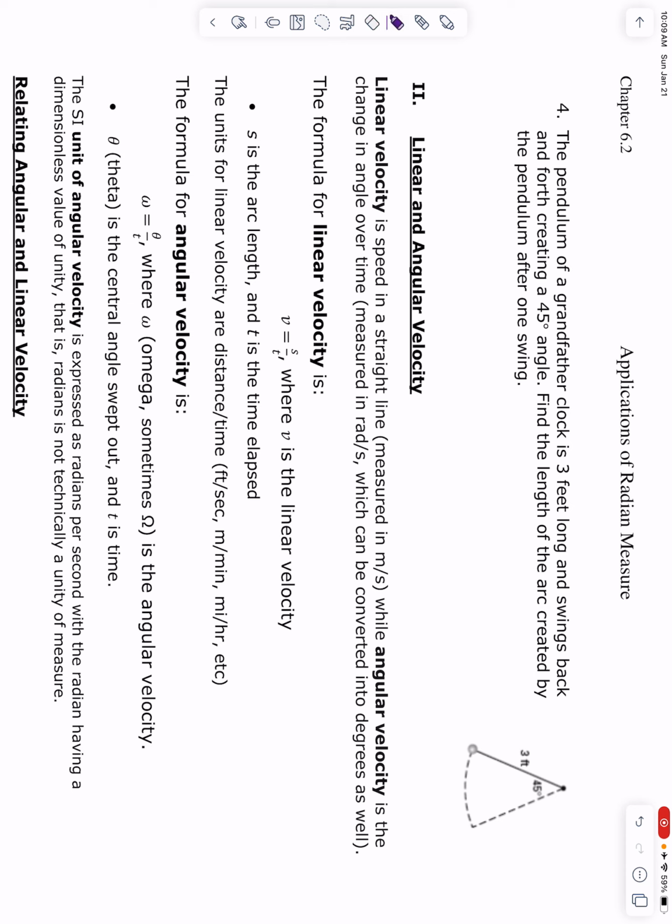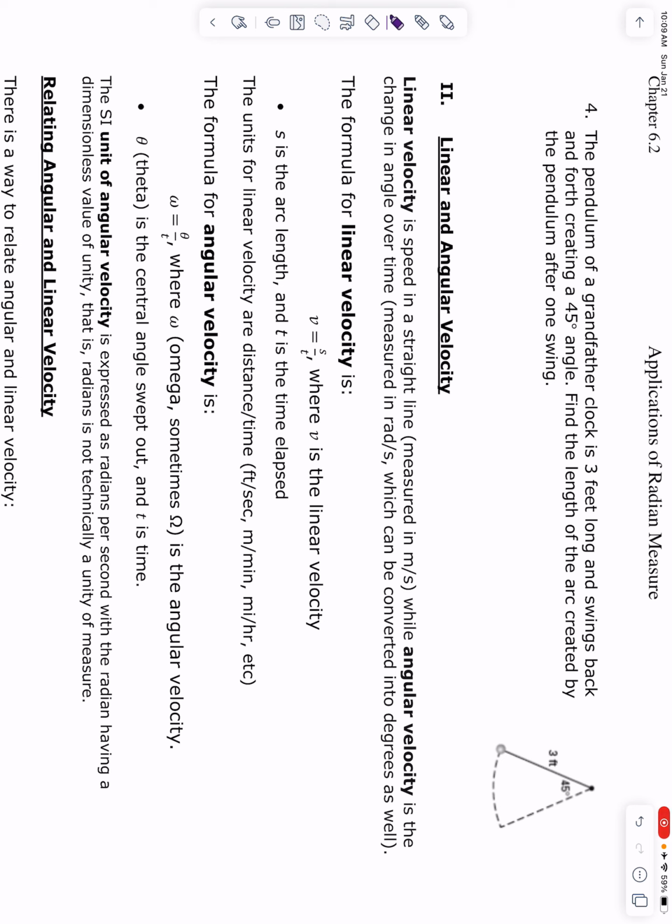So last example, dealing with arc length and area of a sector. Example 4. Says we have a pendulum of a grandfather clock that's 3 feet long. It swings back and forth, creating a 45-degree angle. We want the length of the arc created by the pendulum after one swing. So we are looking for arc length. We are going to use this formula, r theta. We know what our radius is. It's 3. That is the length of the pendulum.